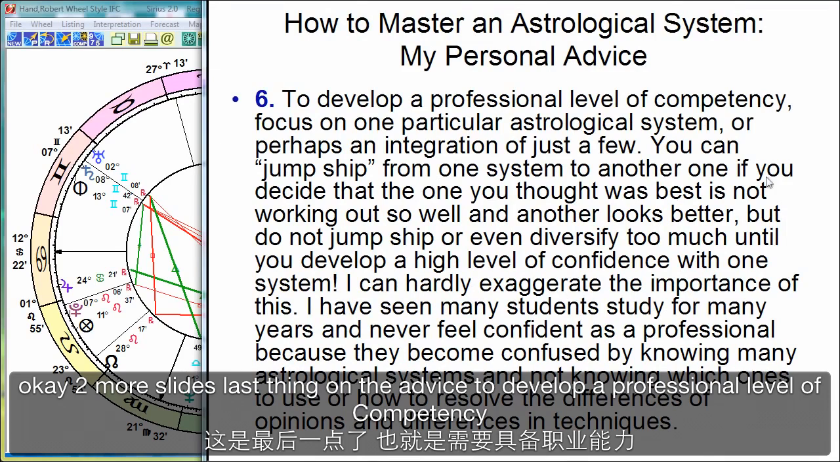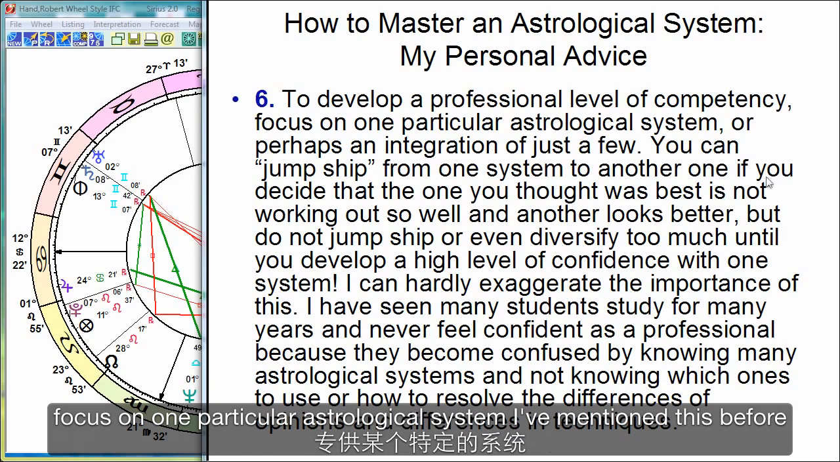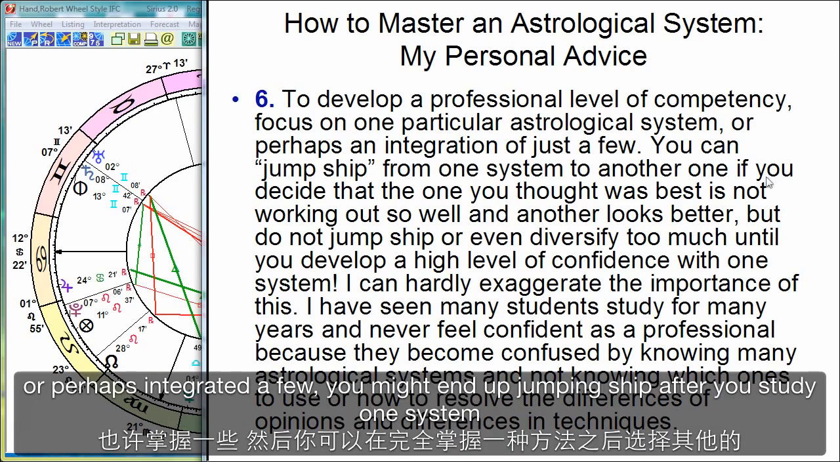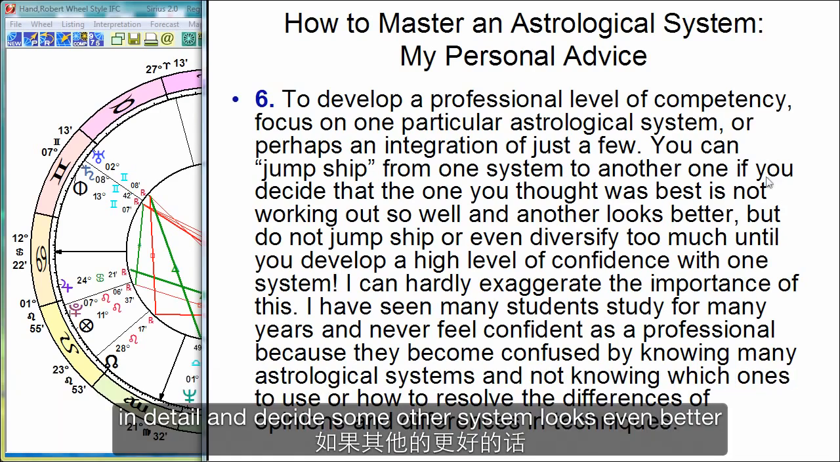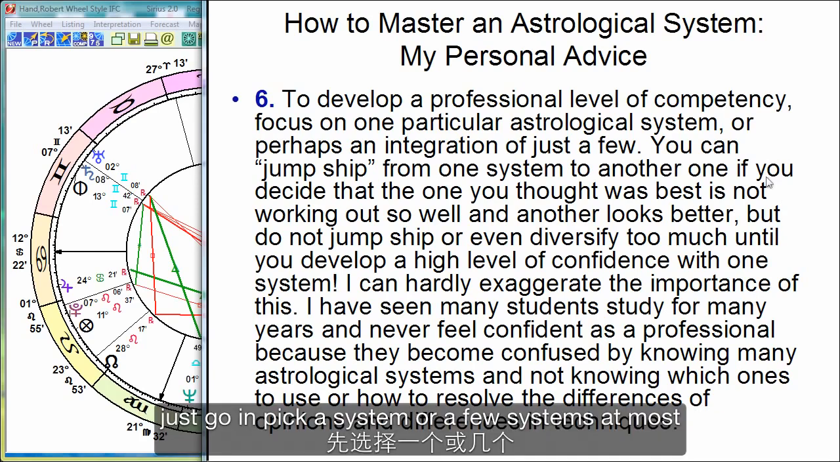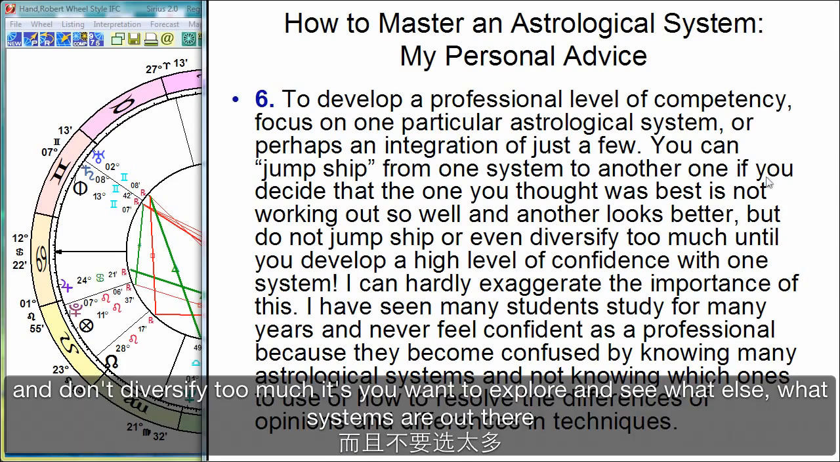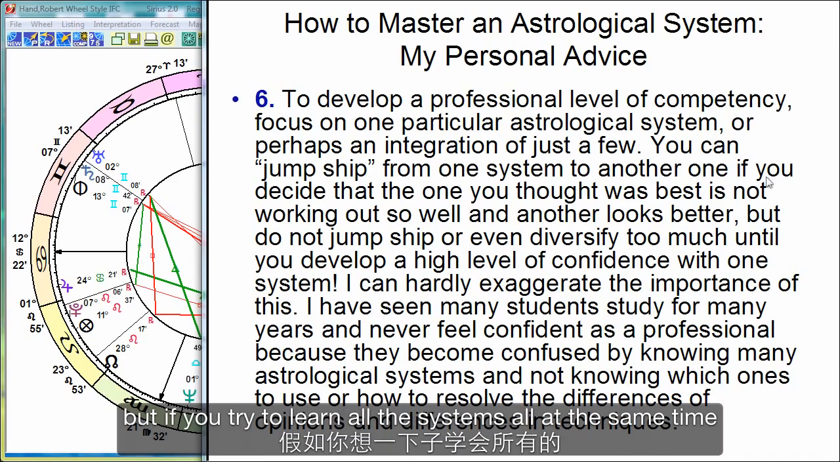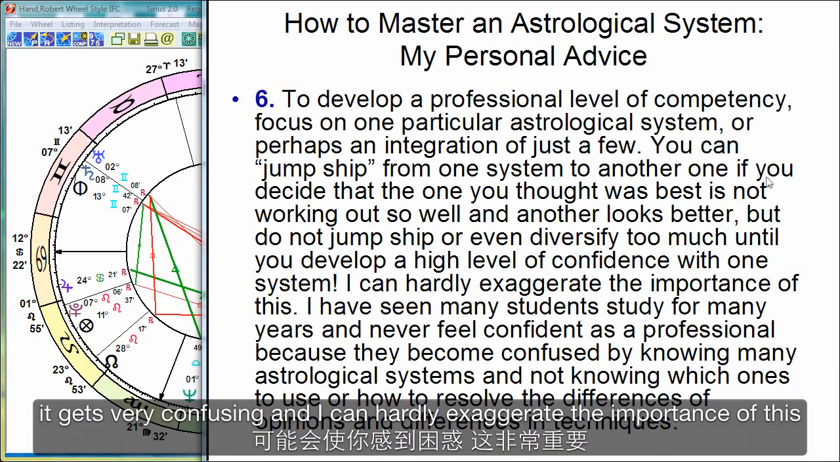To develop a professional level of competency, focus on one particular astrological system. I've mentioned this before. Or perhaps integrate a few. You might end up jumping ship after you study one system in detail and decide some other system looks even better. Just pick a system or a few systems at most, and don't diversify too much. You want to explore and see what systems are out there, but if you try to learn all the systems at the same time, it gets very confusing, and I can hardly exaggerate the importance of this.